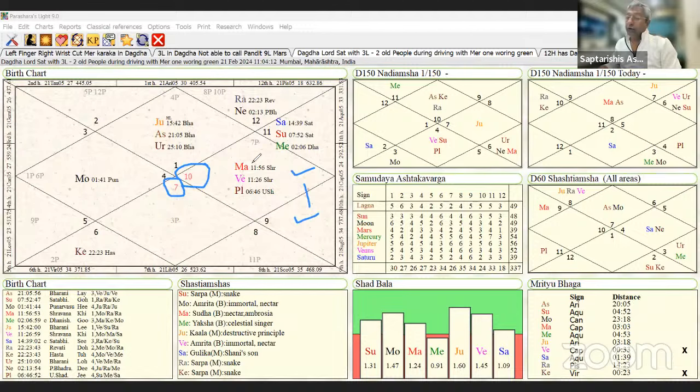Now, the Lord of it, Saturn, has gone with Surya. Saturn is Swagrahi and it is with Mercury, third lord of driving.